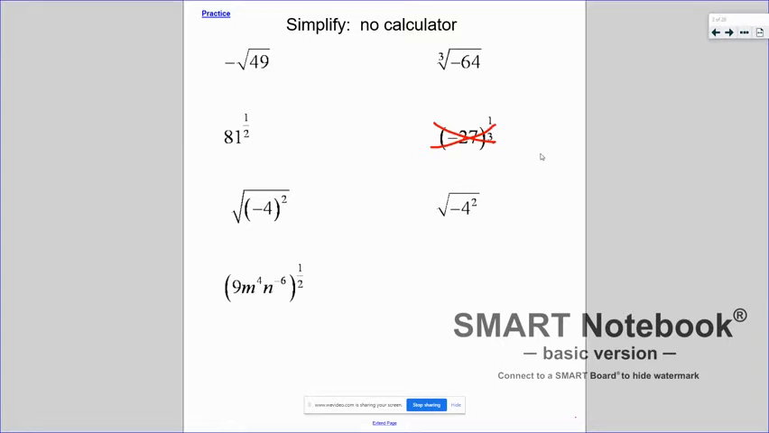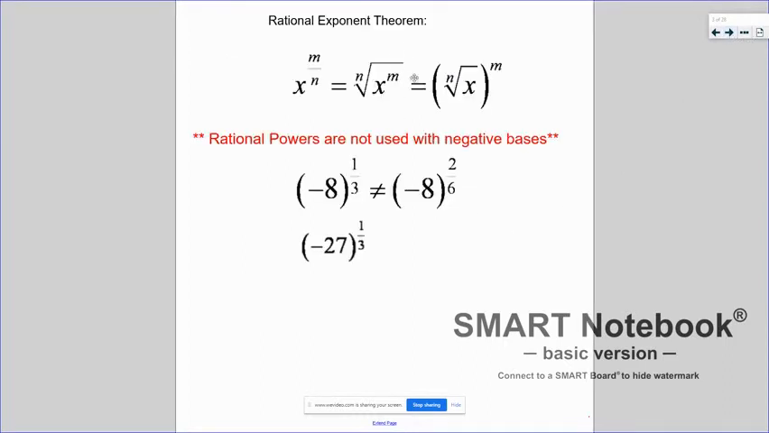Okay, so here's part two to our first day. This slide we already did on the previous day. This slide here is a reminder for how we deal with rational exponents. We've got a power and we've got a root, and it actually does not matter which way we do it. We can do the power first and then the root, or the root first and then the power.